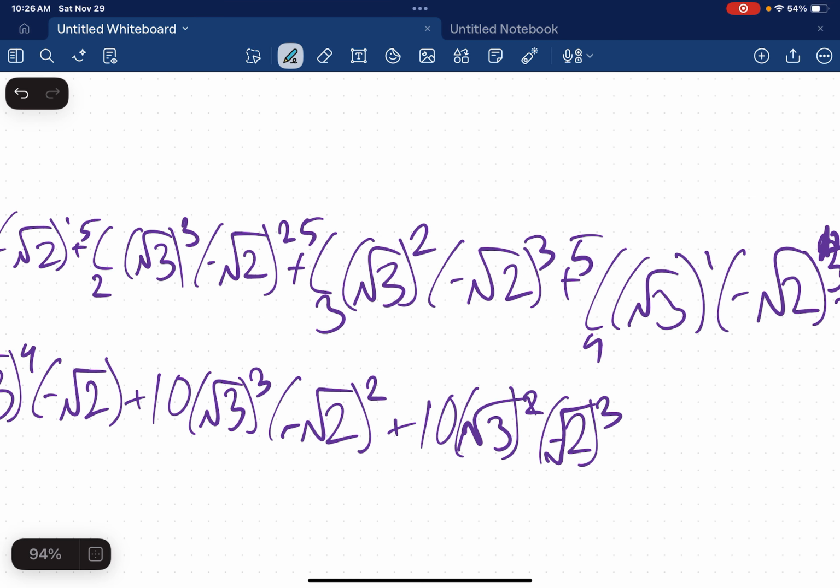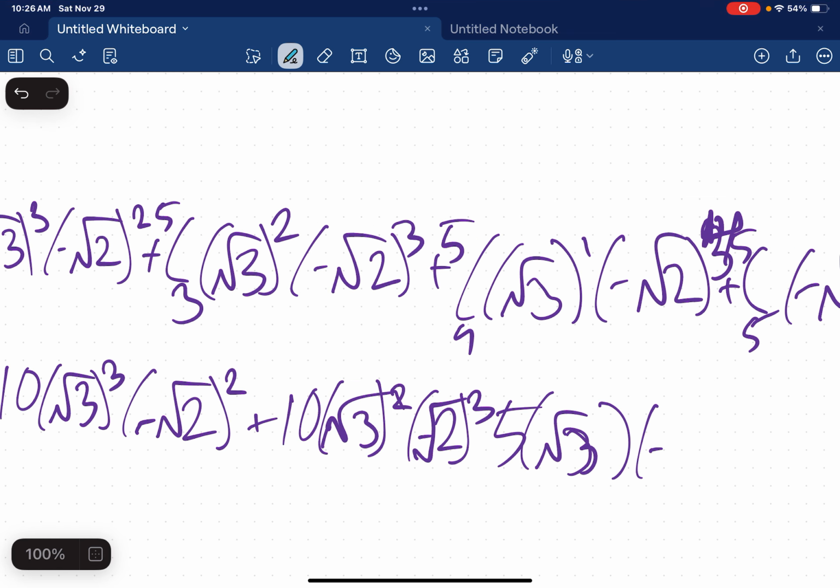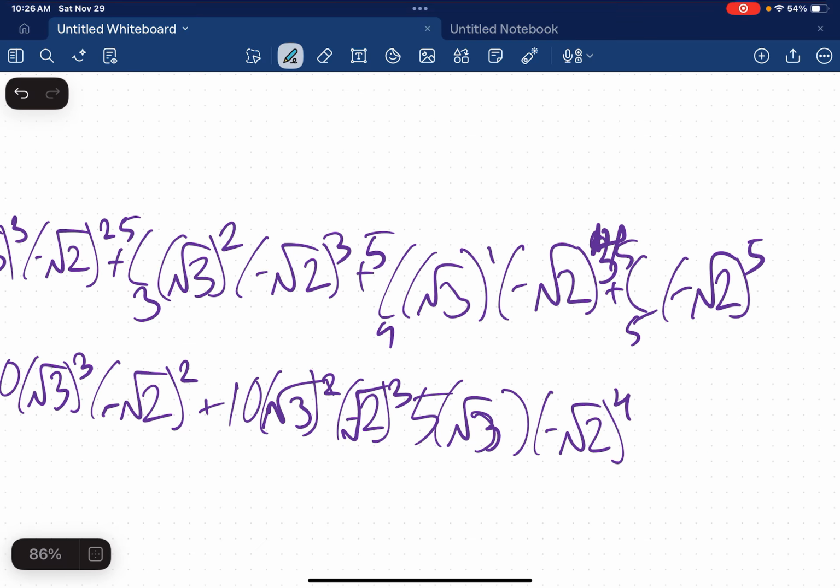And 5 choose 4, which is equal to 5. And 5 choose 5, which is equal to 1.